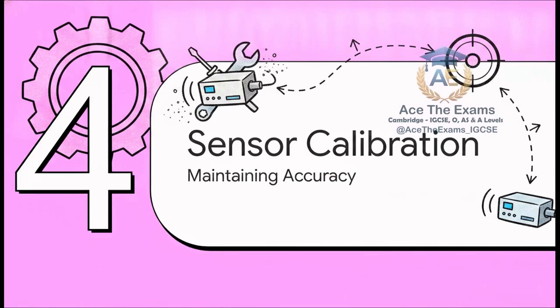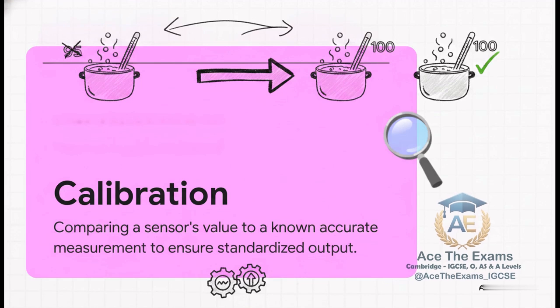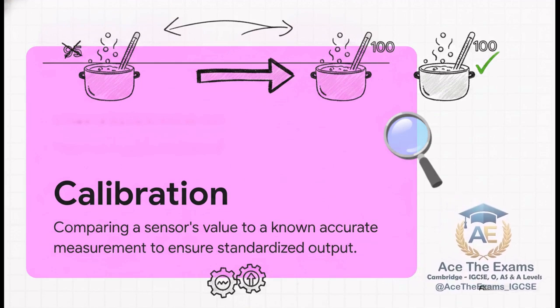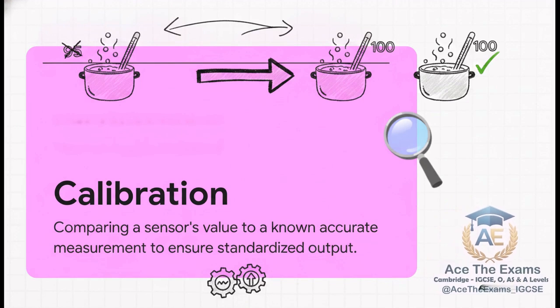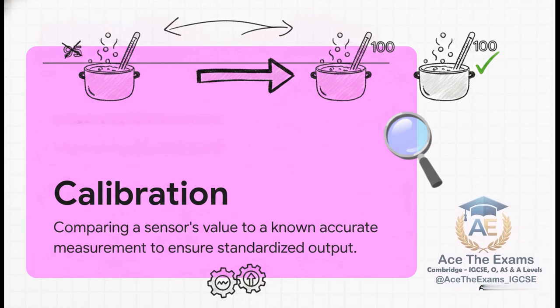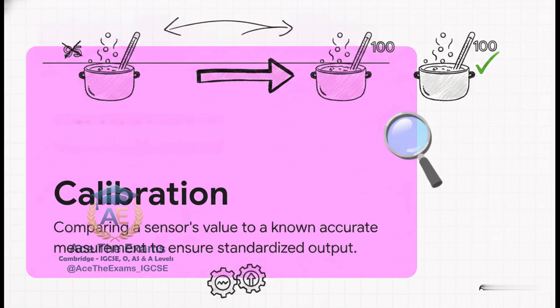Section 4. Mastering sensor calibration, maintaining accuracy. Examiners absolutely love testing you on why a system's accuracy degrades over time and how calibration restores it. Think about it. If your temperature sensor is measuring boiling water, but the output reads 95 degrees, your system is failing. Calibration compares the sensor's reading to a known, highly accurate standardized measurement, adjusting the algorithm so it reads a perfect 100 degrees again. It's essentially a reality check for your sensors.